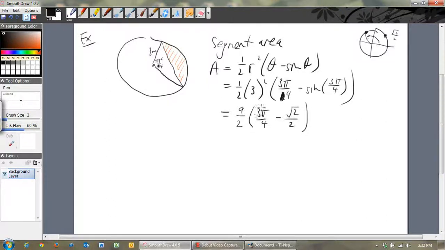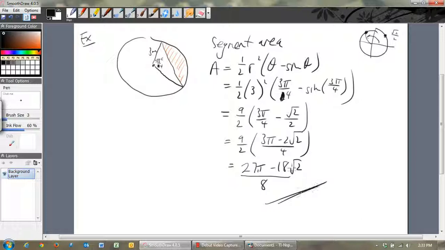And if you wanted to keep your exact value, then you'd leave it like that. Would you simplify it more than that? You could maybe change it to 9 over 2, 3 pi minus 2 root 2 over 4. It's not really needed, to be honest. Maybe to have that times 8. Let's just do that. So times the top line by 9, so 27 pi minus 18 root 2 over 8. So that's probably your neatest answer.